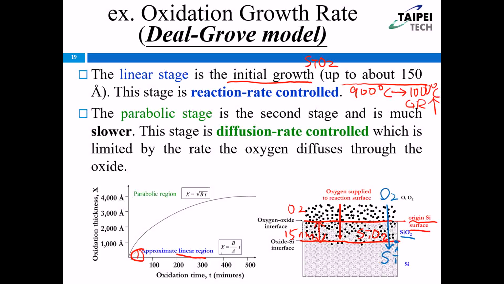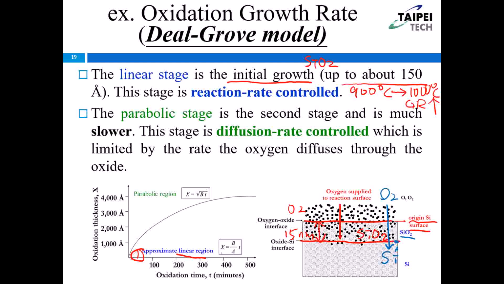So today, if the oxygen has a higher diffusivity, a higher diffusion coefficient, the oxygen can diffuse through silicon dioxide more quickly. It means we will have more oxygen at the silicon surface here. Then our growth rate can be enhanced, okay?